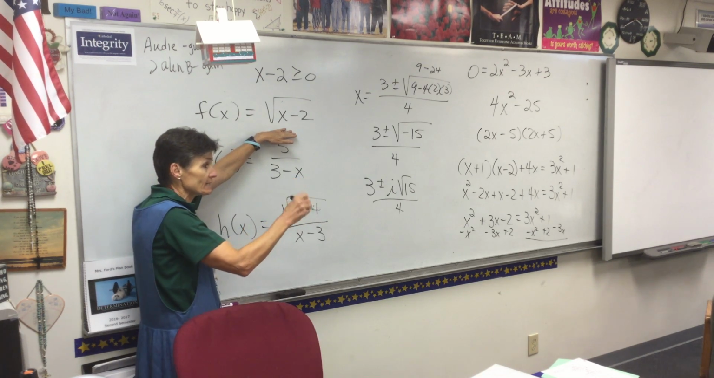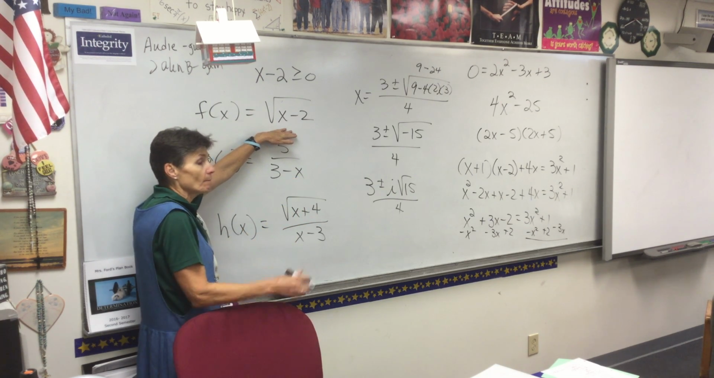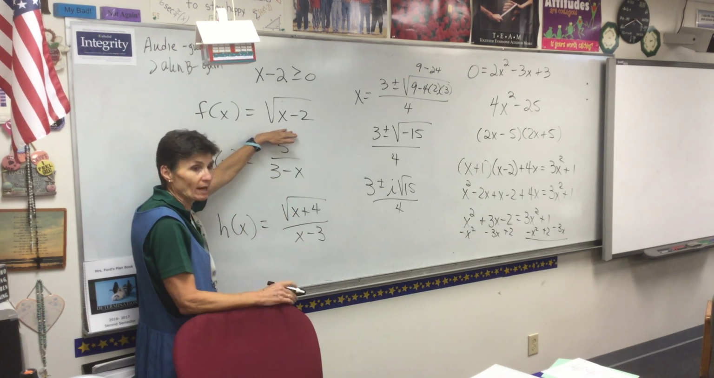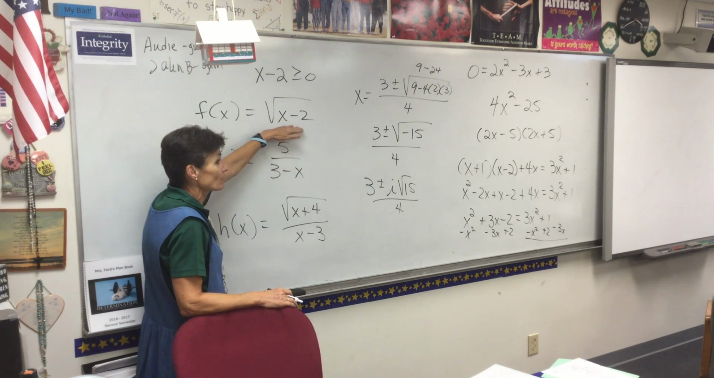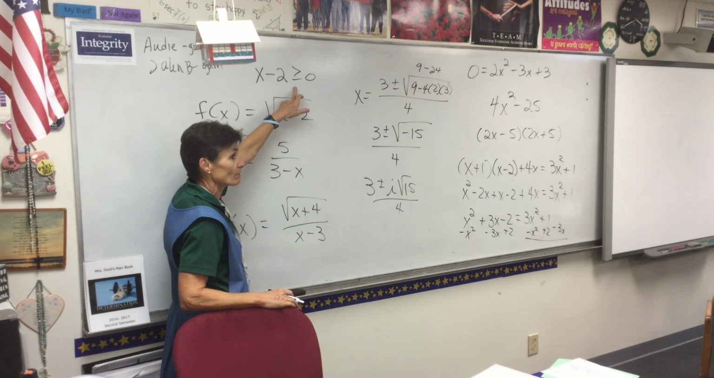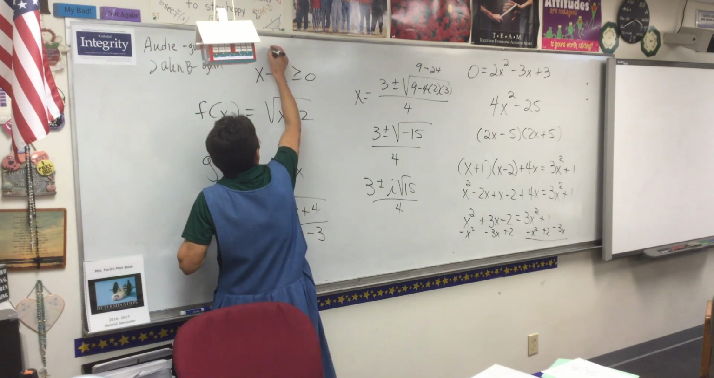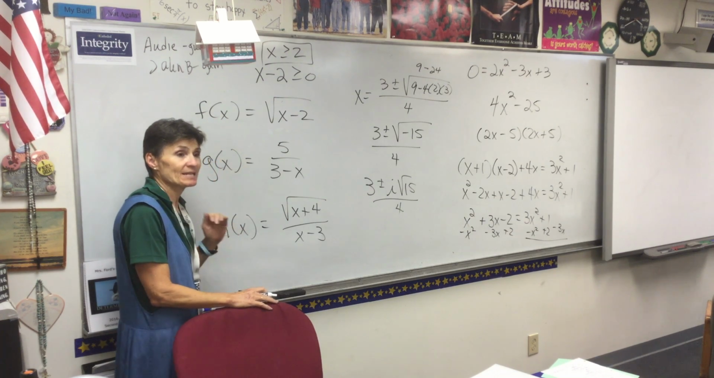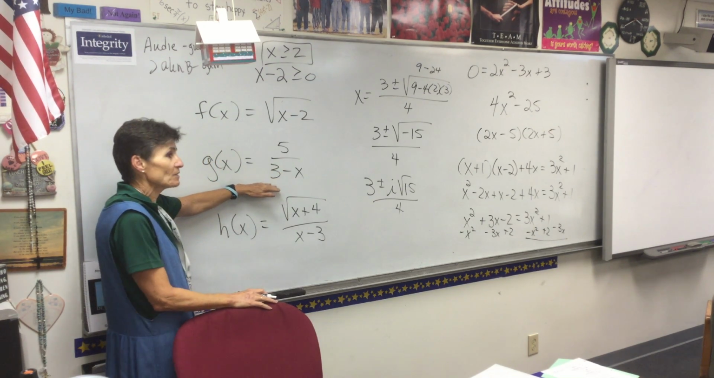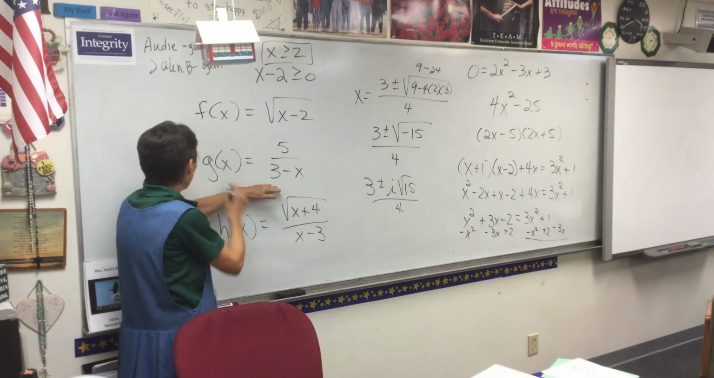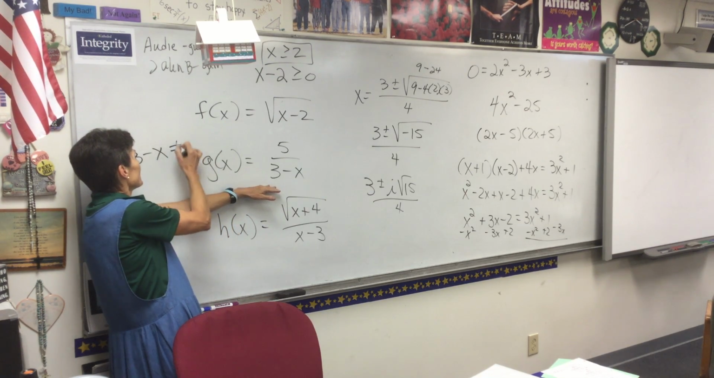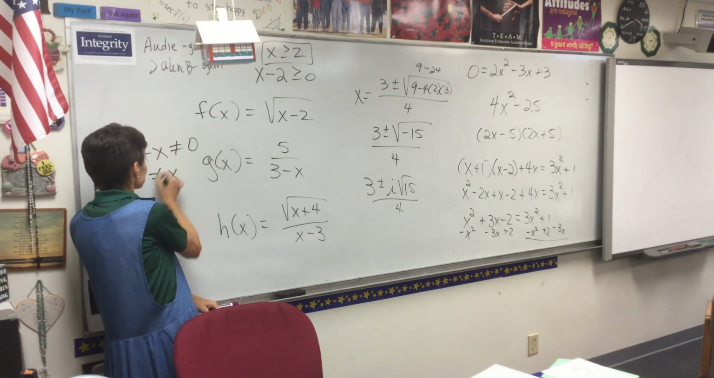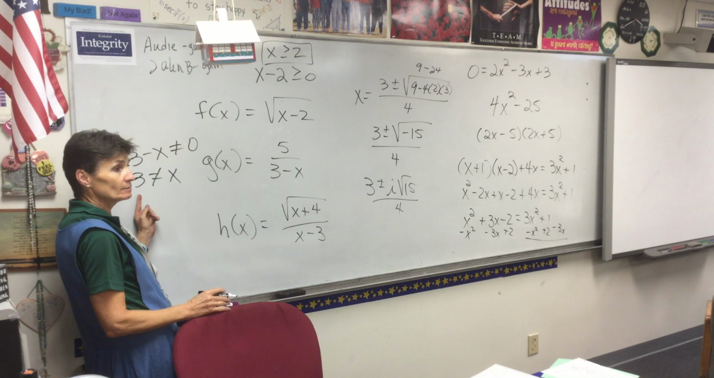Today was the first day we talked about that, but there are 2 rules. Between now and quiz day, you're going to memorize those 2 rules. Whatever is under the radical has to be greater than or equal to 0, which means x has to be greater than or equal to 2. Done. Now what about this one? Whatever is in the denominator cannot be 0. So x cannot be 3.